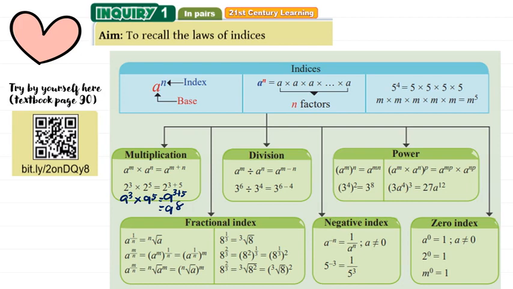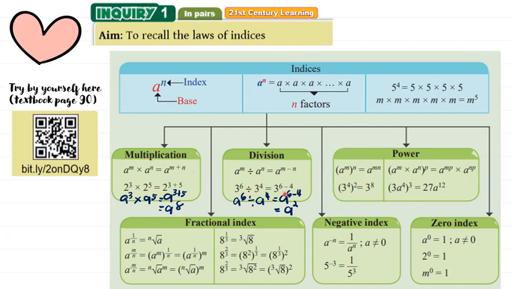For division, a power of m divided by a power of n is equal to a power of m minus n. As an example, in terms of algebraic expressions, a power of 6 divided by a power of 4 is equal to a power of 6 minus 4, which is a power of 2. For power of a power, we have a power of m in brackets power of n is equal to a power of mn. As an example, 3 power of 4 in brackets power of 2 is equal to 3 power of 8.